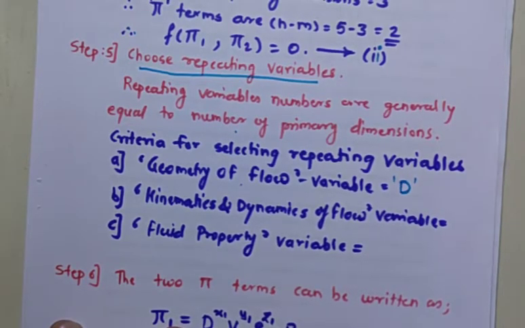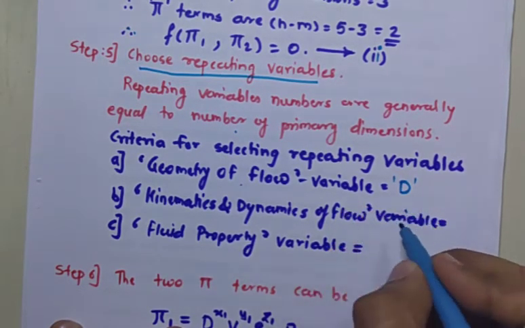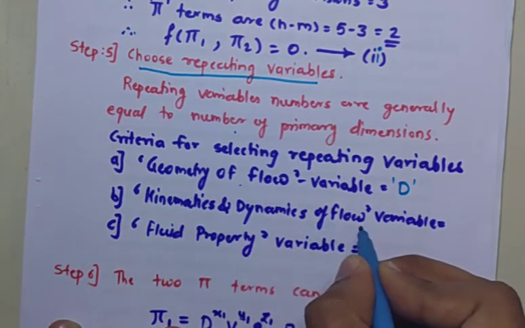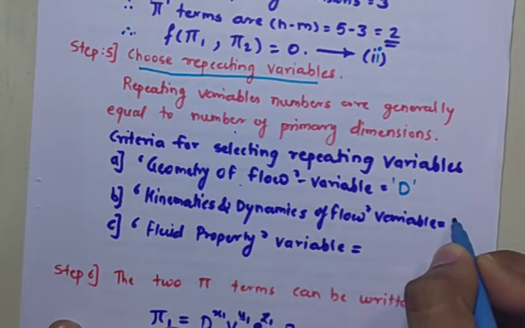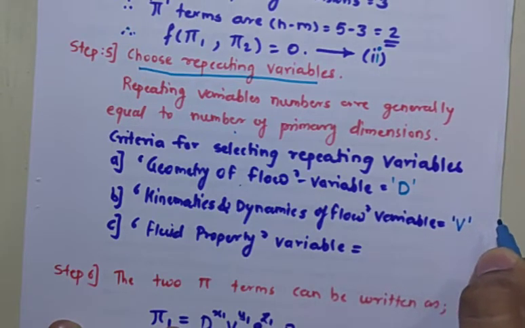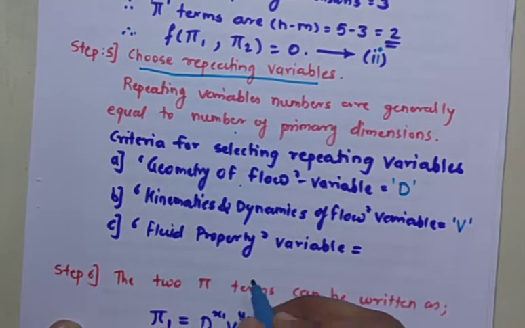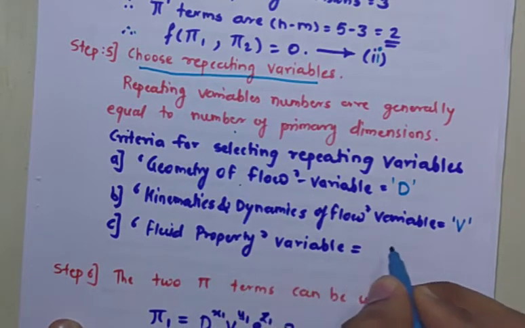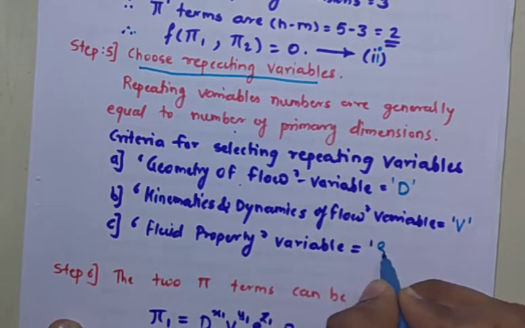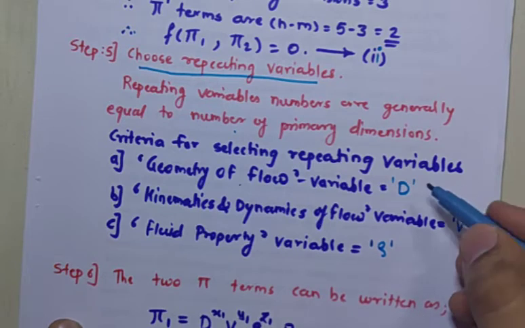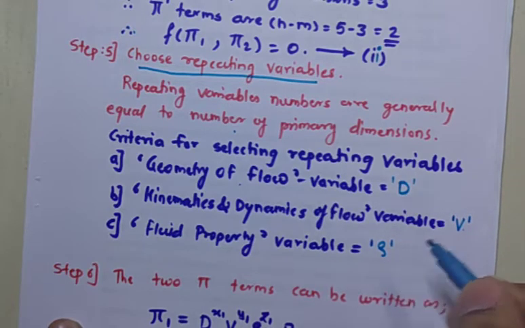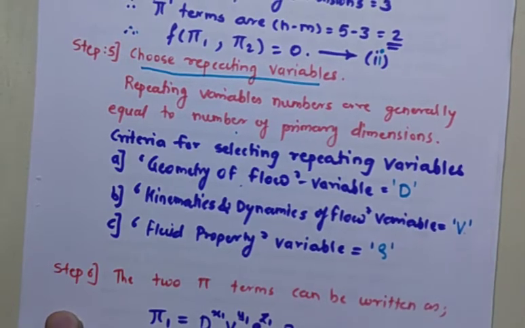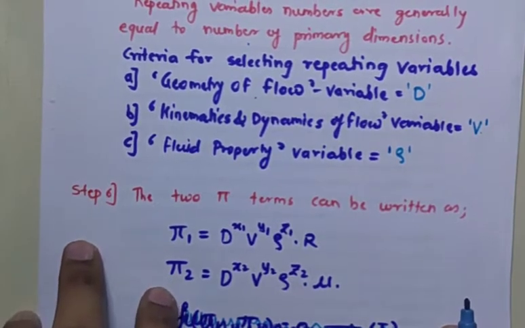Next, kinematics and dynamics of flow variable, so it is represented by velocity V, and fluid property variable, it is suppose density. So we will choose this diameter, velocity and density as repeating variables to describe pi terms. Now write the expression for pi terms.